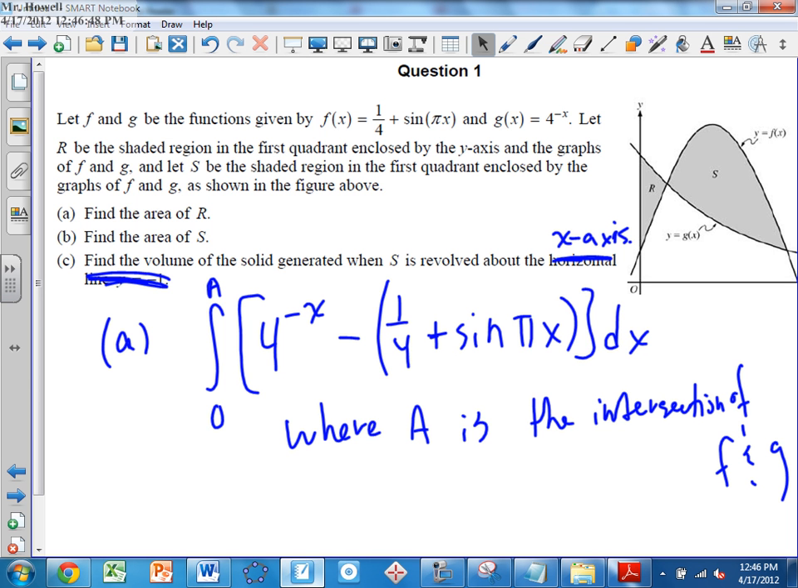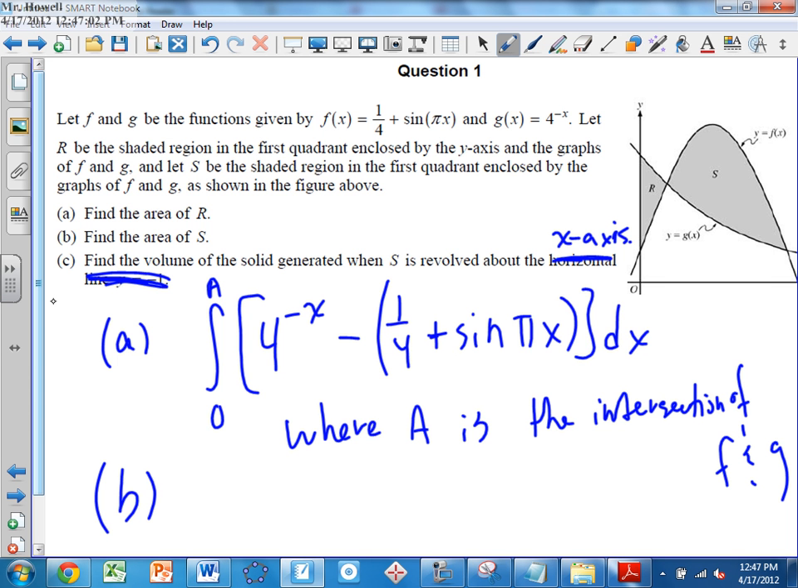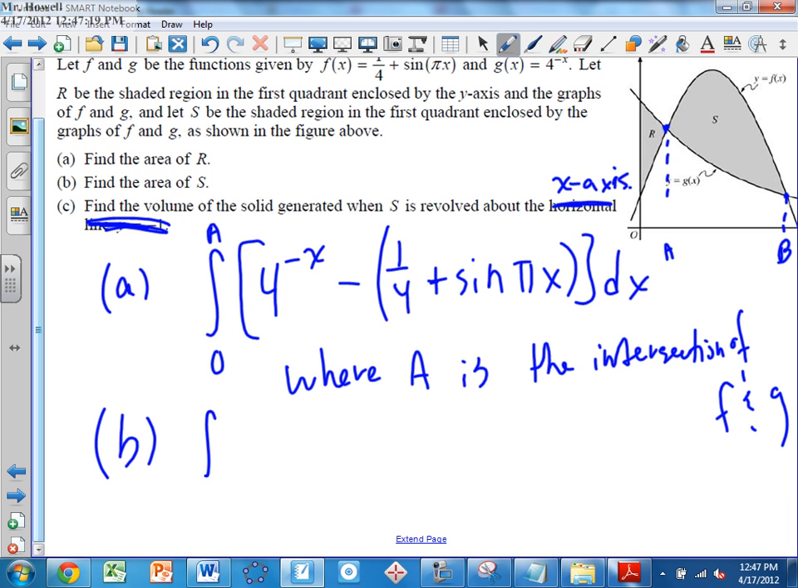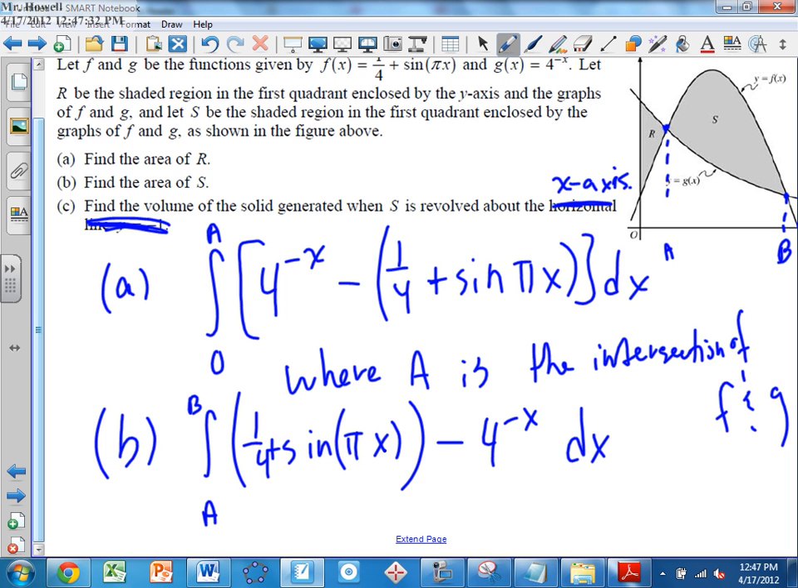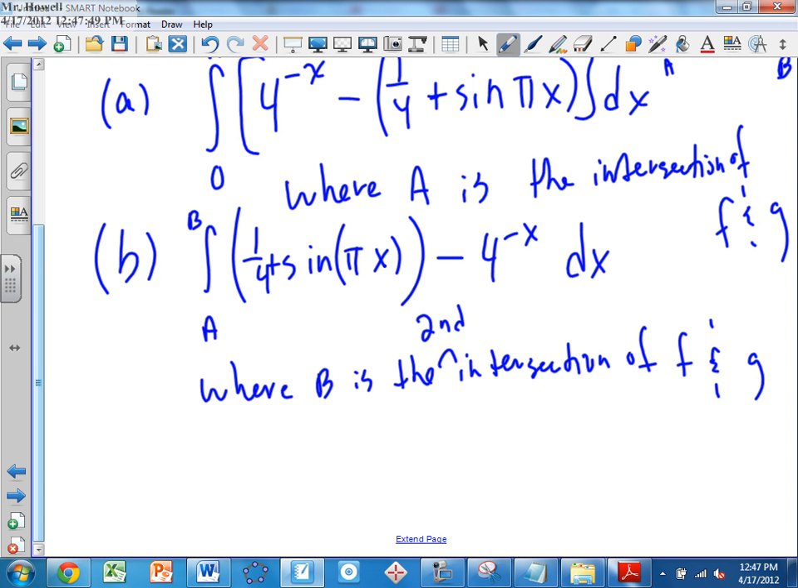What about for S, guys? What's the only difference going to be here? Obviously, they're going to switch. Good. And what are my limits going to be then? From A to 1. Why 1? Where's 1 coming from? The other intersection. You have to find another intersection. So again, if you call this intersection location A, you would call this intersection location B. So now you're integrating the second part of the upper function minus the lower. This is still area. And I might put second intersection there, just to differentiate.